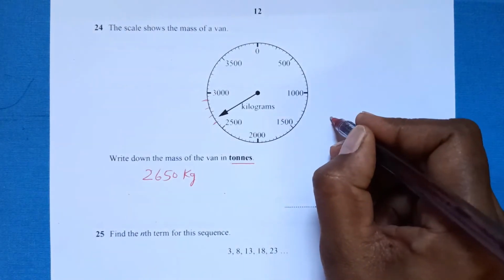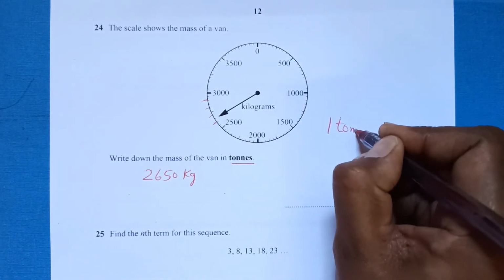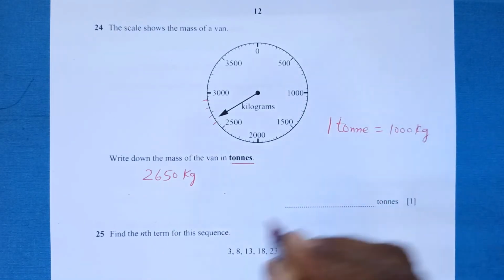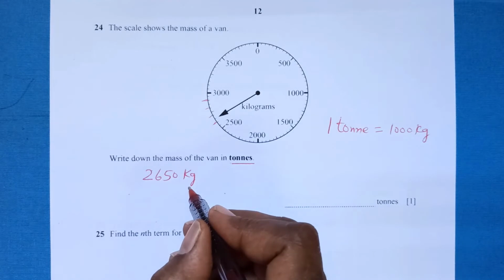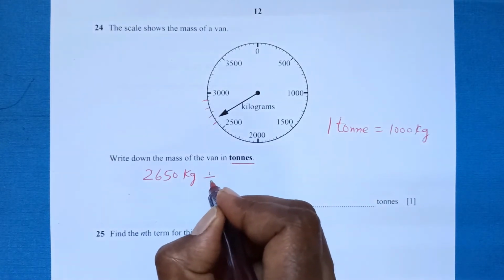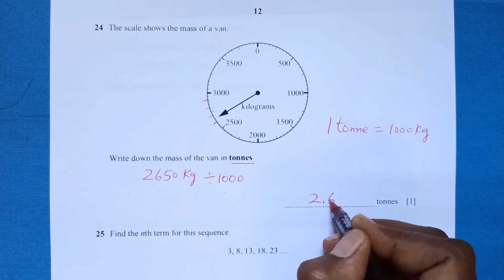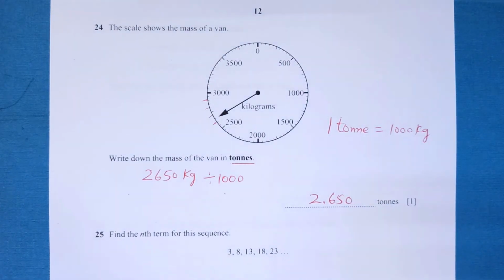So we need to convert this into tons. You know that 1 ton is equal to 1000 kilograms. So we are converting a smaller unit into a bigger one, so we are going to divide this by 1000. So it will be 2.650 tons.